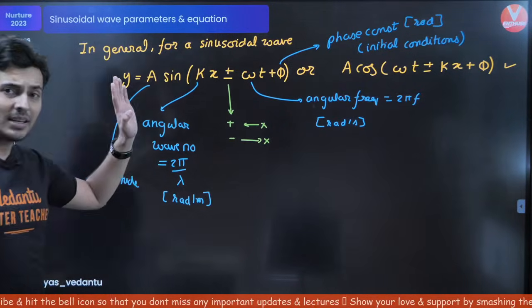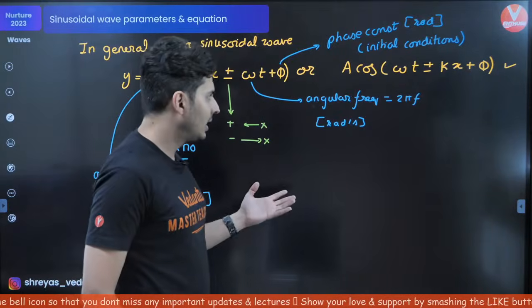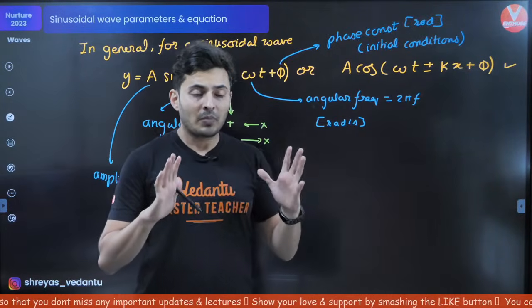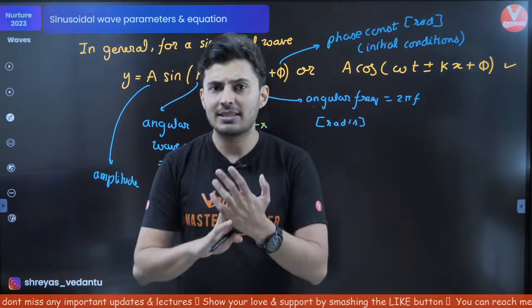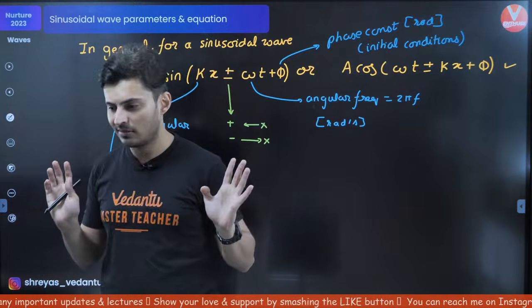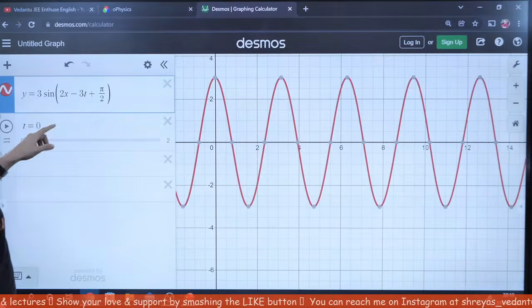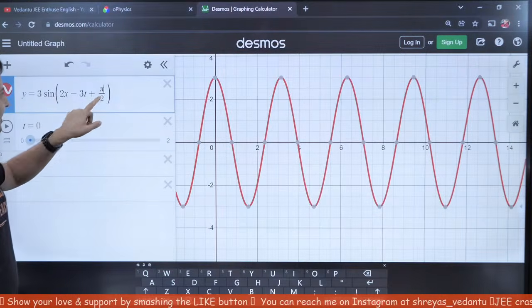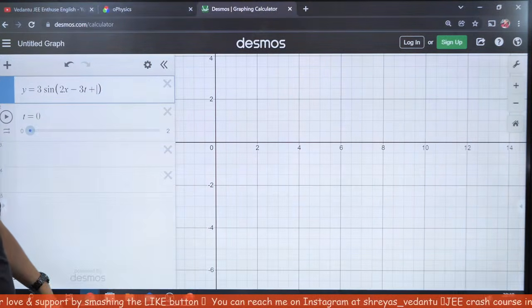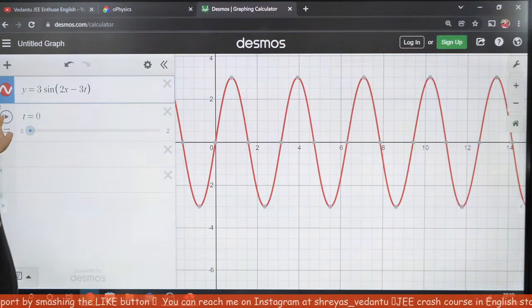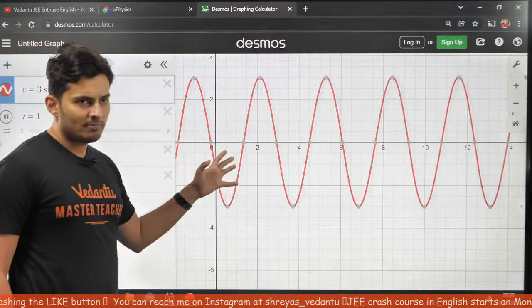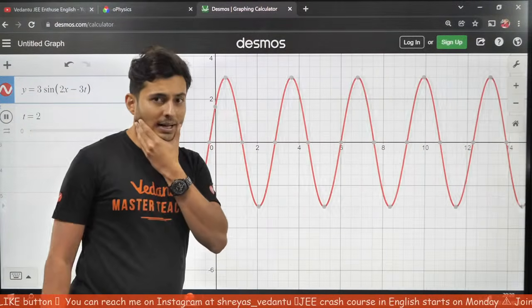Now, the most important thing of a wave is also, apart from the phase, one last thing which is remaining is the phase difference. Very, very important. Let's talk about the phase difference using this graph itself. Let's get rid of this plus pi by 2. It's not needed. And let's play this simulation. Okay. So this wave is going towards your right.